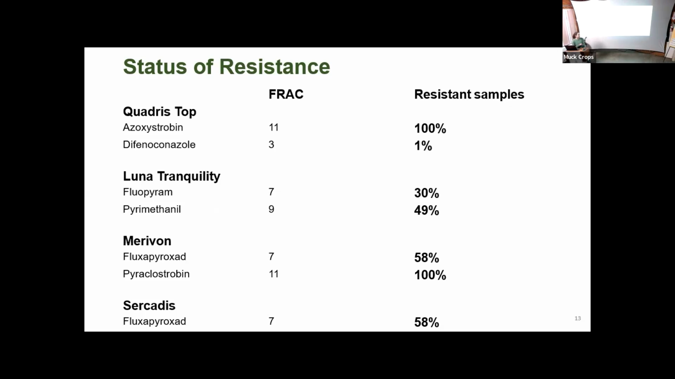Then for Lunar Tranquility, we have the group 7 fluopyrim and group 9 pyromethanol. And here we're seeing that when these were last assessed in 2019, there was consistently about 30% of the samples being resistant to fluopyrim and about 50% being resistant to pyromethanol. So the last two fungicides, Miravon and Circadus, both share the group 7 active fluxiperoxide. So we've last assessed these in 2023, and we're seeing that about 60% of the isolates are resistant to the FRAC group 7 product. And then Miravon also has pyroclostrobin, which is a FRAC 11, and this also has 100% resistance.